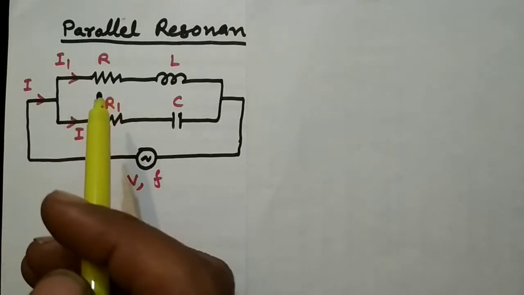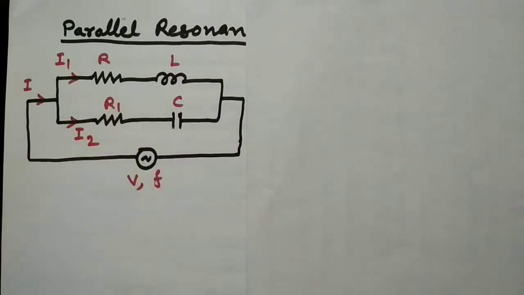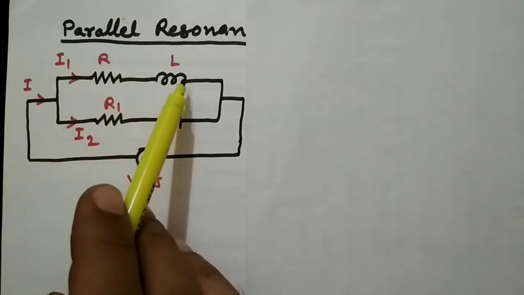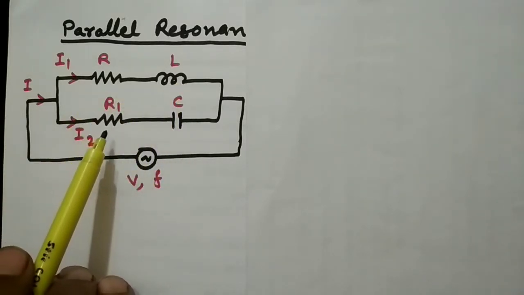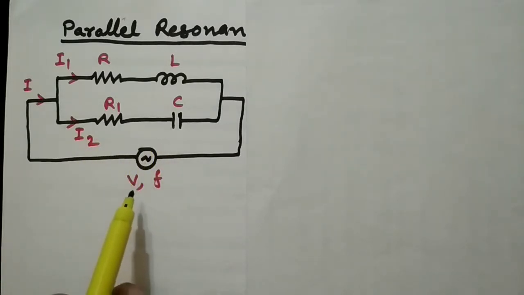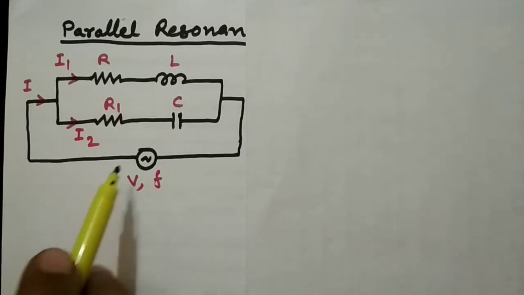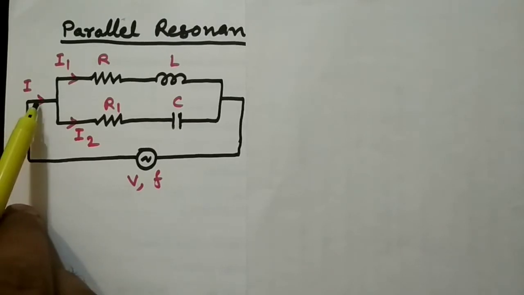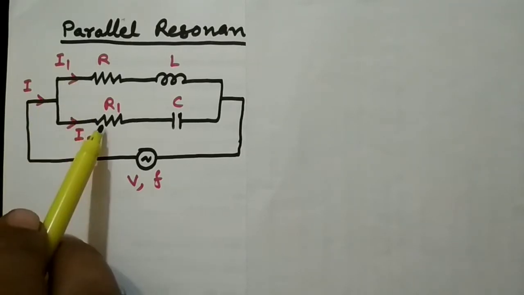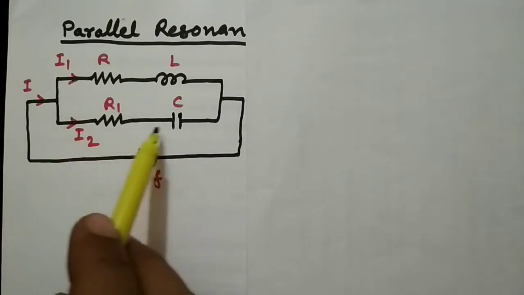An inductive circuit, a resistive inductive branch, is in parallel with a resistive capacitive branch, where R is the resistance of the inductive branch, L is the inductance, R1 is the resistance of the capacitive branch, and C is the capacitance. V is the supply voltage and F is the frequency. The circuit current is denoted by I, and this current will be divided into two branches. I1 is in the RL branch and I2 is in the RC branch.